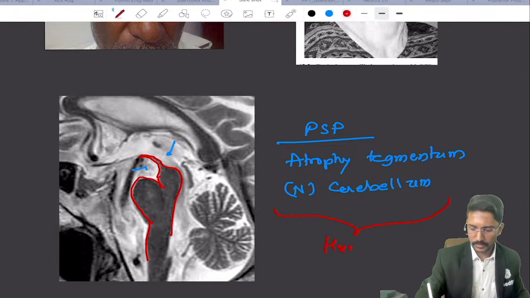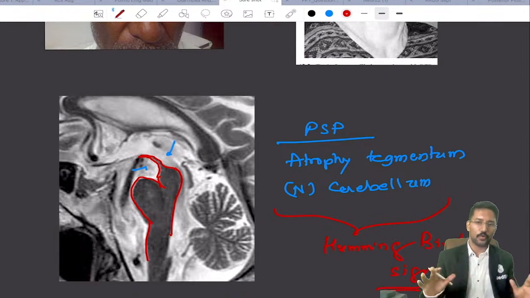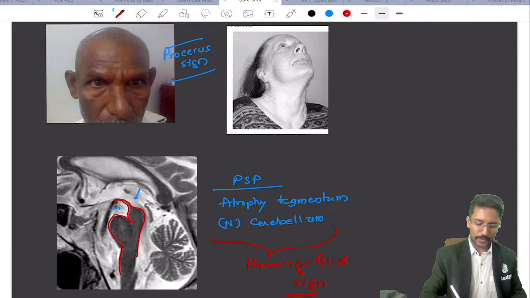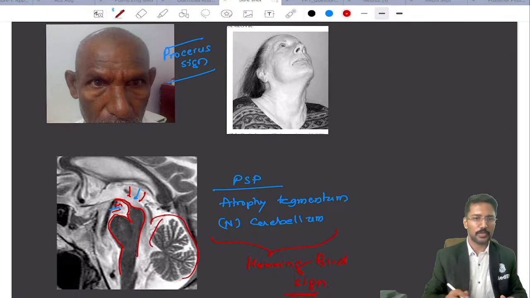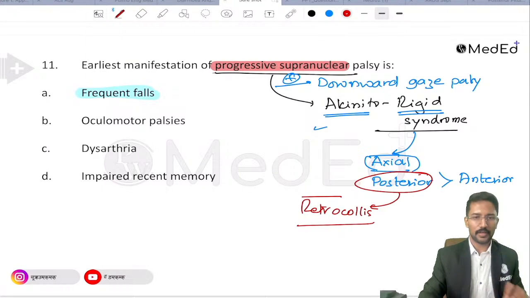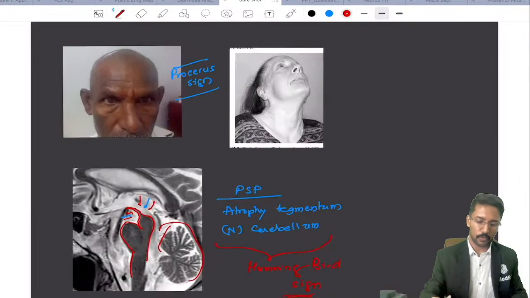Hummingbird sign is seen in progressive supranuclear palsy. It is because of the atrophy of the tegmentum. The tegmentum is atrophied here, it's compressed, and the other structures, like the cerebellum, look normal, so it looks like a hummingbird. That's about this question. Earliest manifestation of PSP is frequent falls.